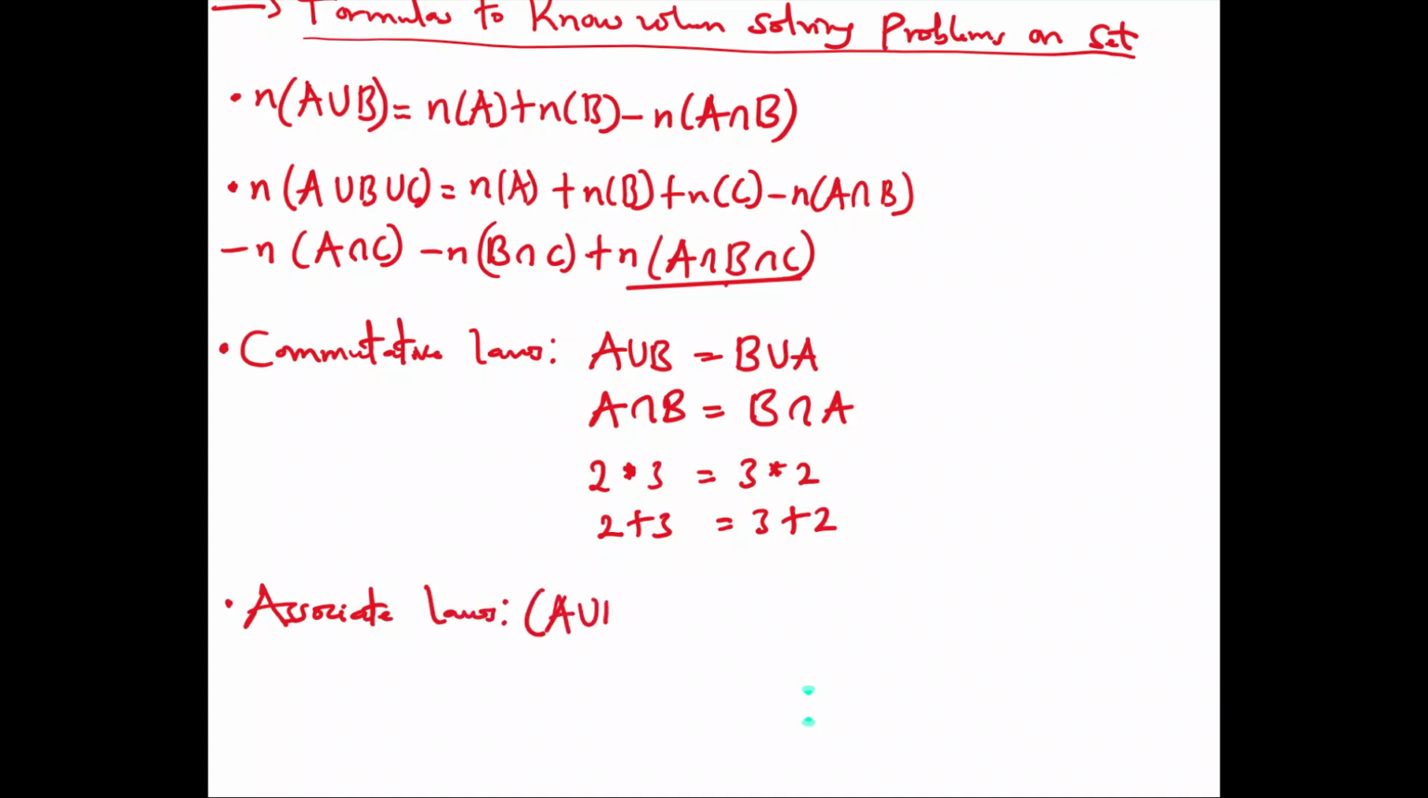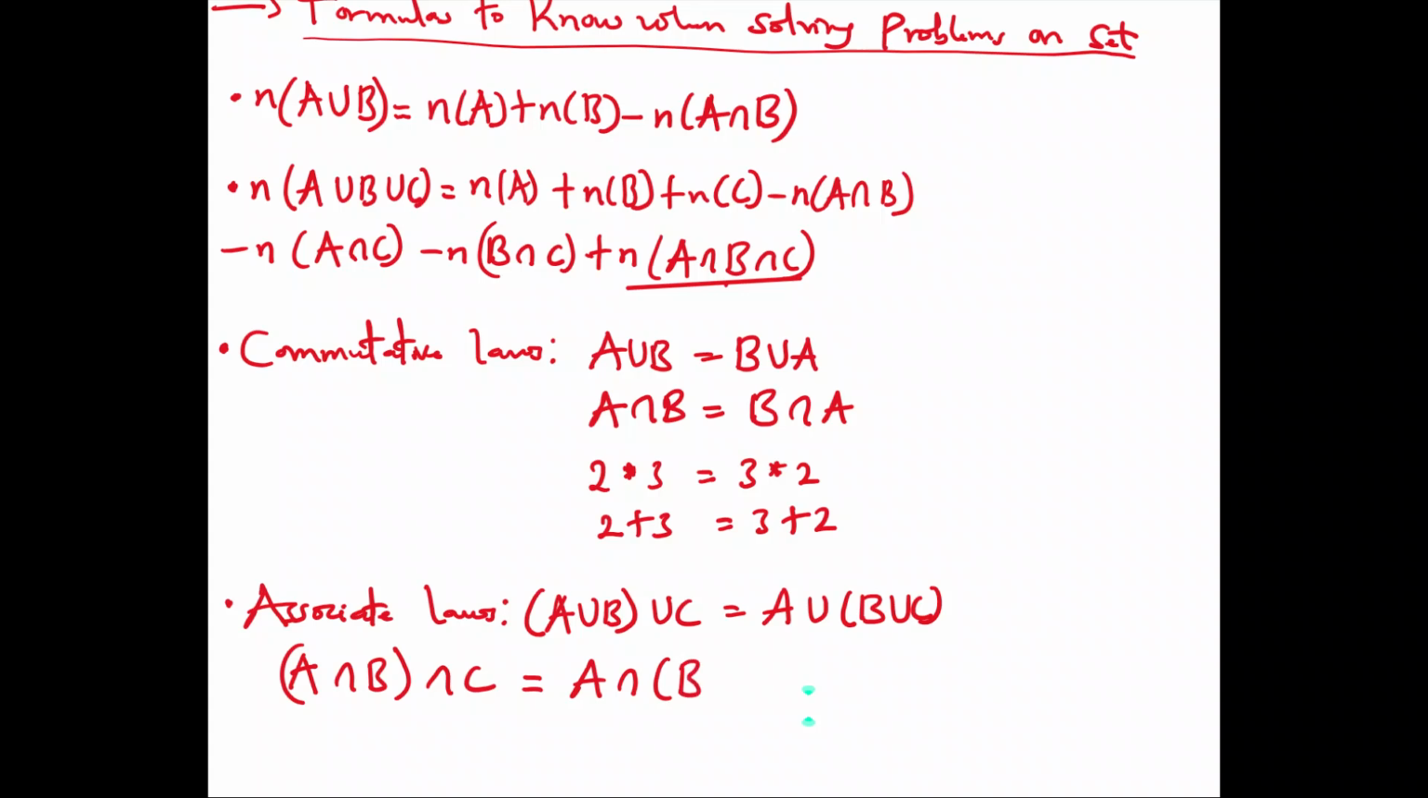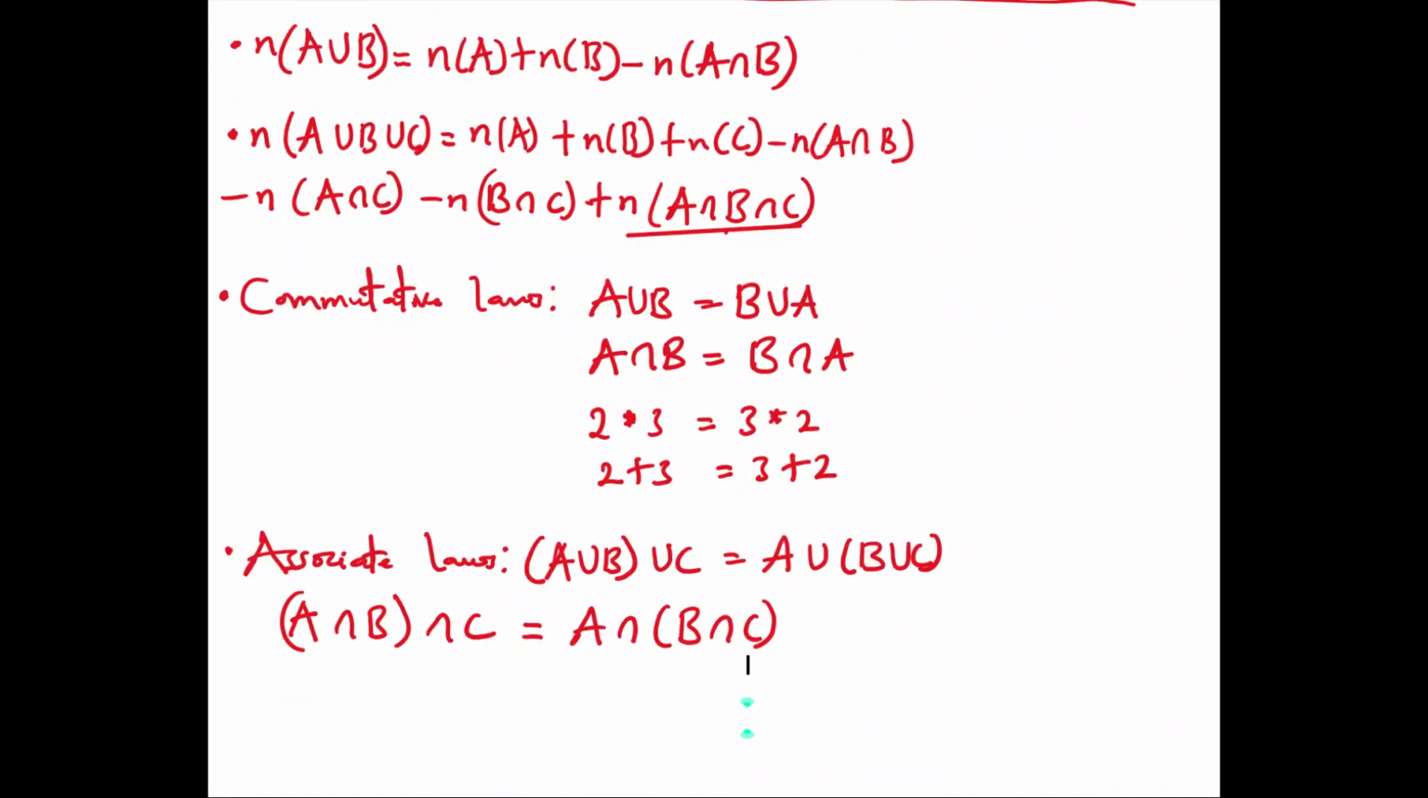Associative laws. The associative law says that (A union B) union C is equal to A union (B union C), or (A intersection B) intersection C is equal to A intersection (B intersection C).